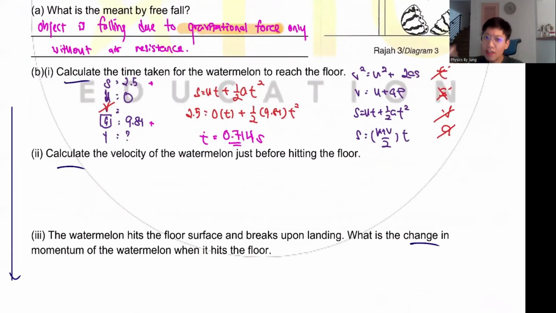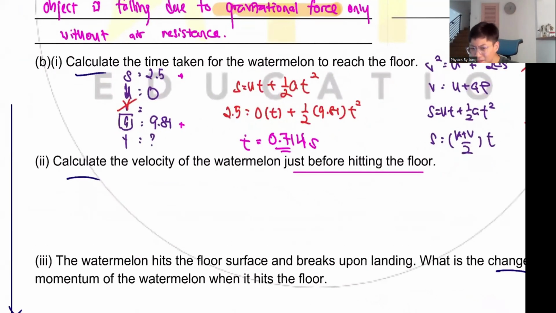Okay. Next, calculate the velocity of the watermelon just before hitting the floor. Just before hitting the floor. Okay, so we're gonna do SUVAT again. So I'm trying to find the final velocity, 2.5 meters, 0, acceleration 9.81. Time taken, I recount, is 0.714 seconds.